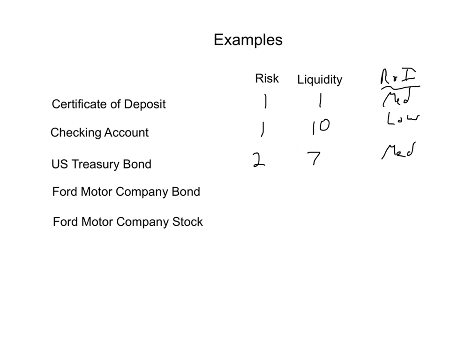For Ford Motor Company bonds, we might say the risk is maybe a little higher, maybe more like a 4, and the liquidity is, it's a little harder to sell, so maybe a 6. So it's a little bit higher compared to U.S. Treasury bonds. And then Ford Motor Company stock is riskier still, maybe a 6 in terms of risk. These are just arbitrary numbers I'm giving them, just to rank them. And it's probably similar liquidity. So because it's higher risk, this is an even higher rate of return on investment. Higher still.